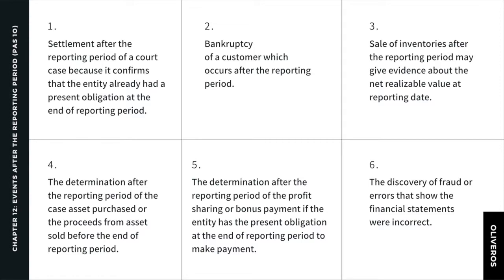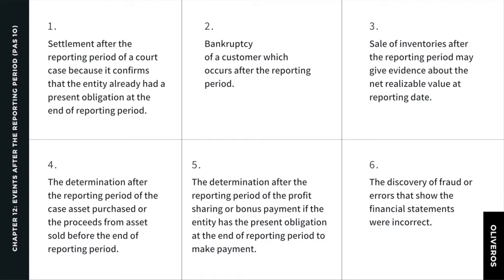The declaration of bankruptcy of a long outstanding receivable after the reporting date may provide evidence that the receivable was impaired at the reporting date. Impairment may be recognized in the financial statement by reducing the amount of receivable to its recoverable amount, if any. Next, sale of inventories after the reporting period may give evidence about the net realizable value at the reporting date. Fourth, the determination after the reporting period of the cost of assets purchased or the proceeds from assets sold before the end of the reporting period.